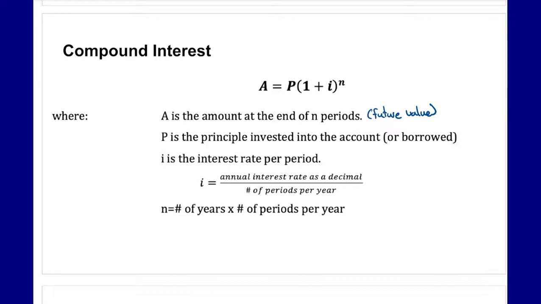i is the interest rate per period. The per period is key because we do have to do a small calculation. For i, we take the annual interest rate. We'll be given an interest rate that's usually an annual interest rate, but then it's divided up into the number of compounding periods. That means, when do they calculate the interest? There are different scenarios that you may come across depending on what situation you're in. n is the number of years times the number of periods per year to give us how many compounding periods we have in total. So how many times are we calculating interest over our savings or over our loan?